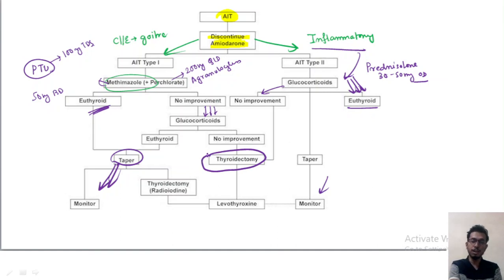If you remove the thyroid, you need to supplement with levothyroxine. Sometimes you cannot discontinue amiodarone; there is a life risk because of the arrhythmia. At that time, thyroidectomy becomes the first choice rather than other medication, and you supplement the patient with levothyroxine for life. Okay, so I think, my friend, it is clear.